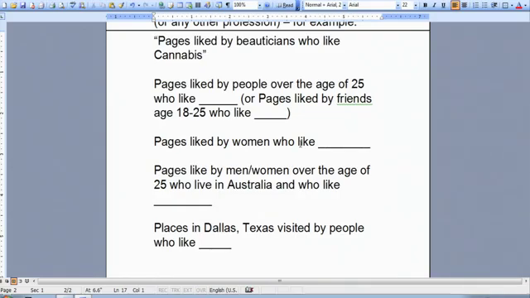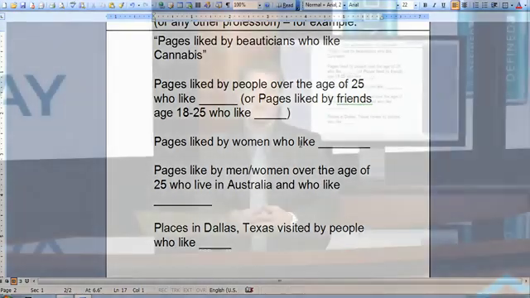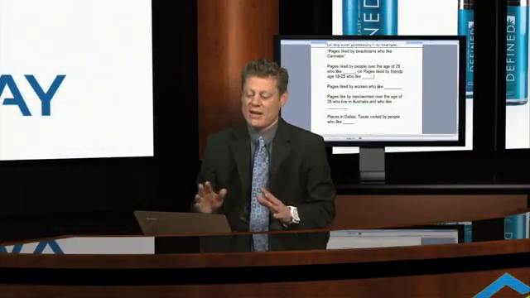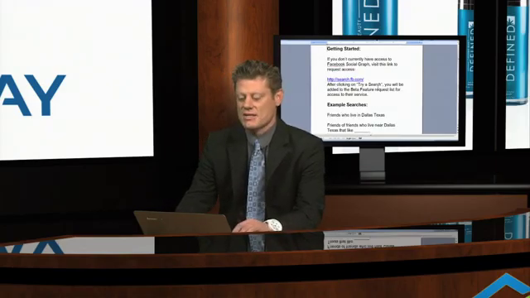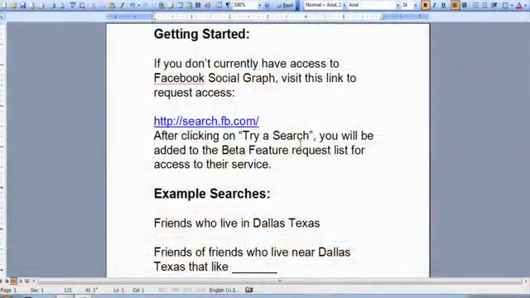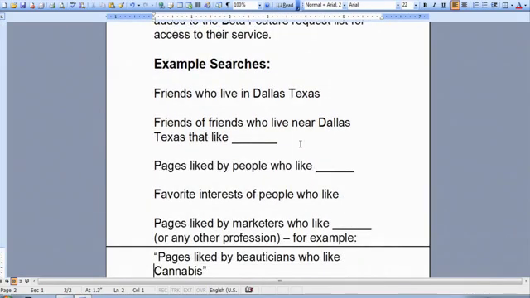As you can start to see the patterns, and again, everything that's on the page here today, we're going to let you guys go through this. I'm going to bring this up one more time. I'm going to go back to the beginning of this document right now, so you can see specifically what you've got to write down, because these phrases are very, very specific. Again, if you don't have access, you can go to search.fb.com to request access. Just click on Try a Search, and then here's your example searches.